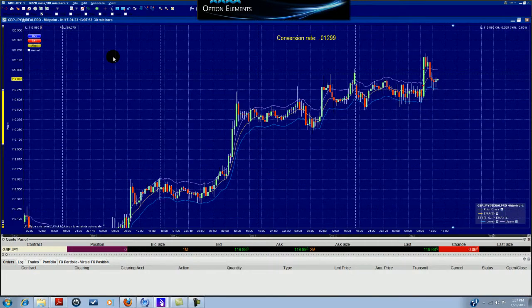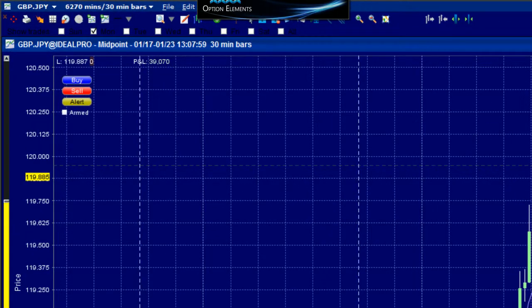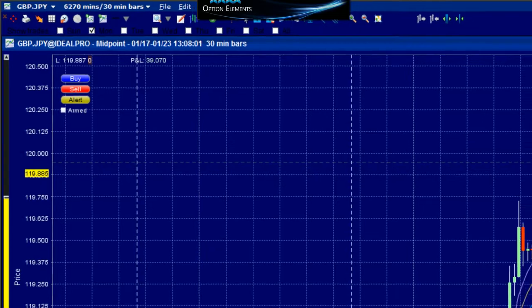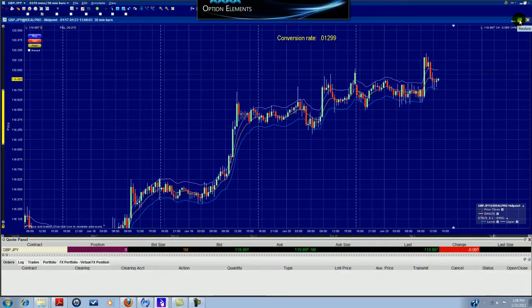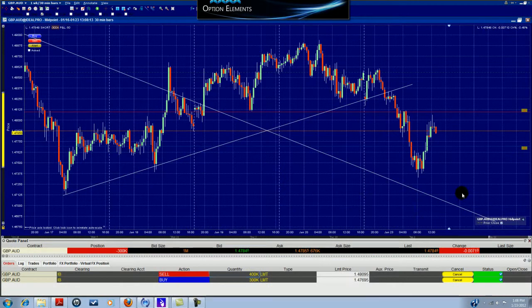And of course, we have our profit on the Japanese yen, which was 39,000 yen, which was about 500 and something dollars. So I think so far today we're up 2,700, and we've made 3 trades. Well, actually we've made 4 trades, 3 of which are closed as winners, and 1 which is open, which is this British pound Australian dollar.